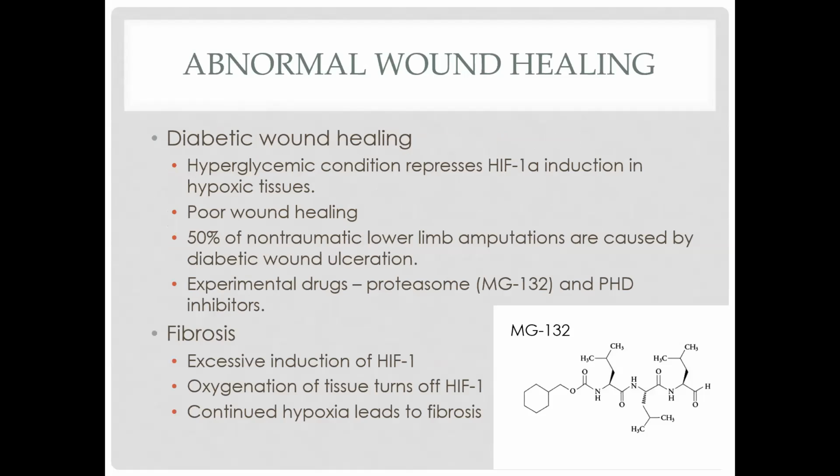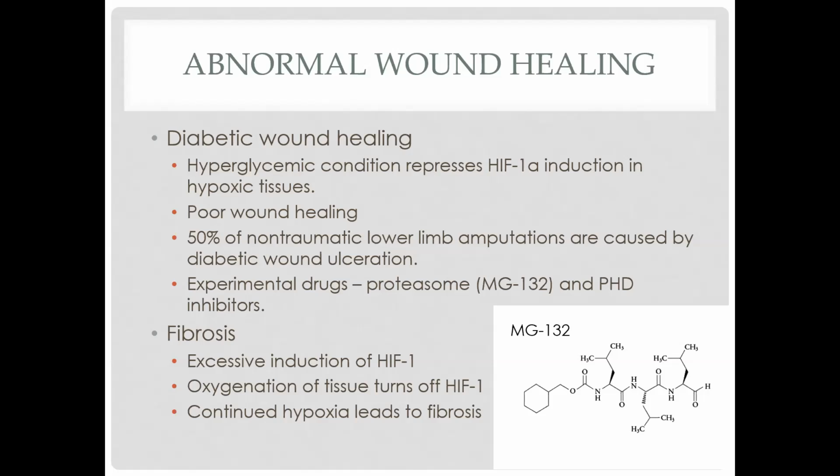Sometimes you get abnormal wound healing. If you get the formation of things called keloids, that's due to the formation of too much healing tissue. You get overgrowth and you get a keloid. And that's due to excessive fibrosis. It turns out that's due to excessive induction of HIF-1. If you oxygenate the tissue using hyperbaric oxygen, you can turn off HIF-1, because continued hypoxia leads to fibrosis.